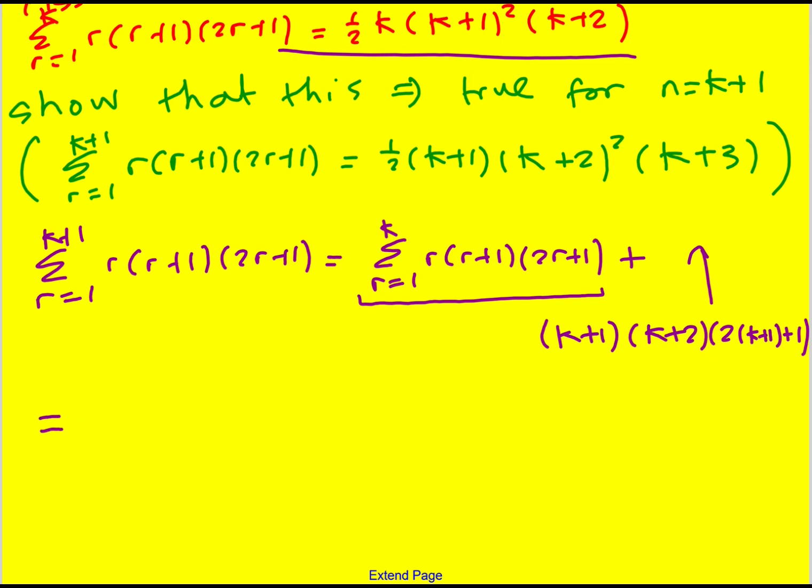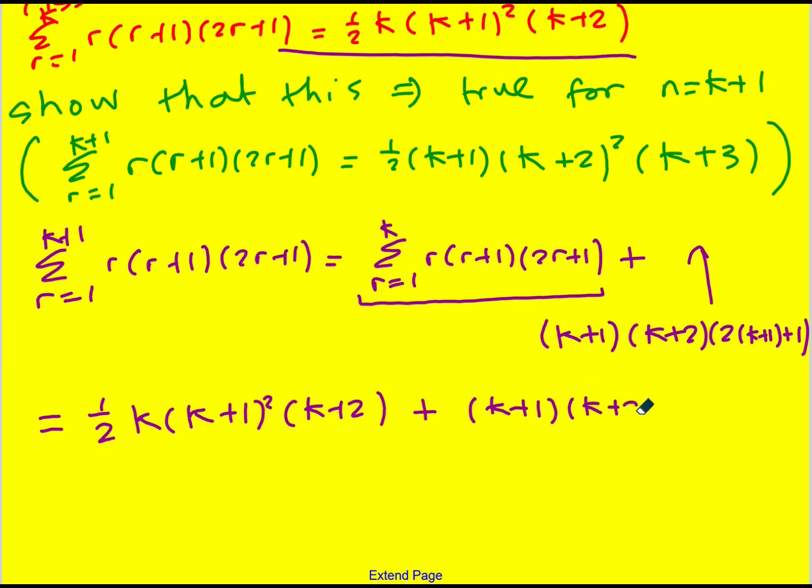So then that will equal my assumed result, a half k, k plus 1 squared, k plus 2, plus this extra term, which then becomes 2k plus 2 plus 1, so 2k plus 3. Remember, we're trying to get to here.